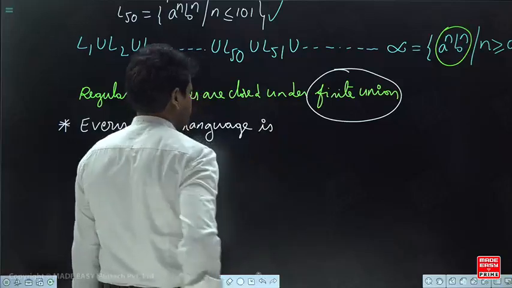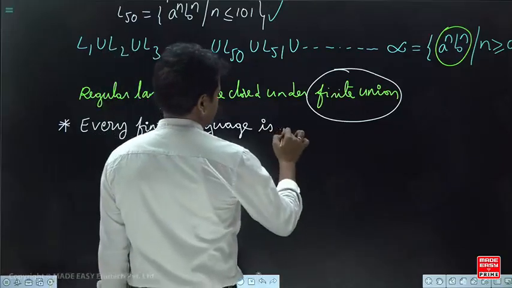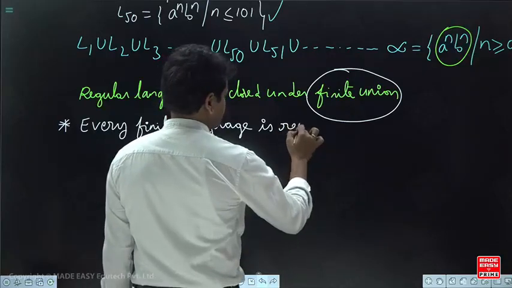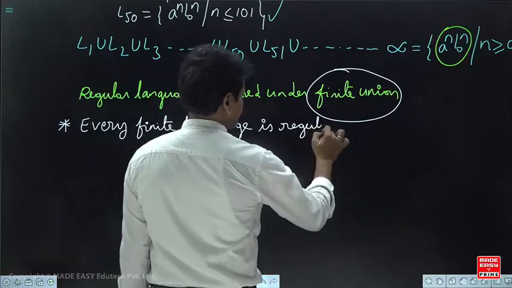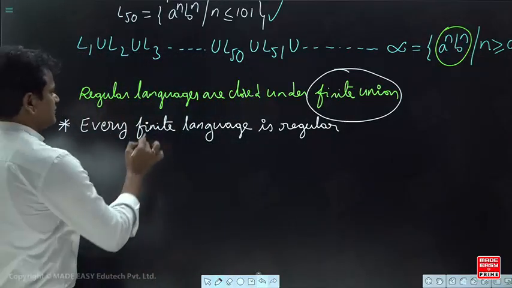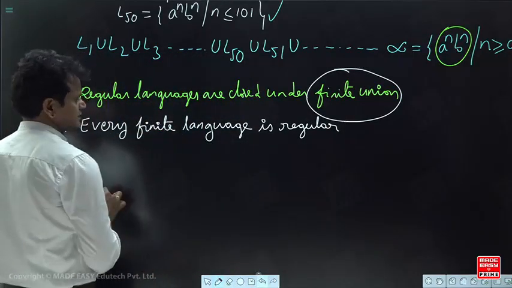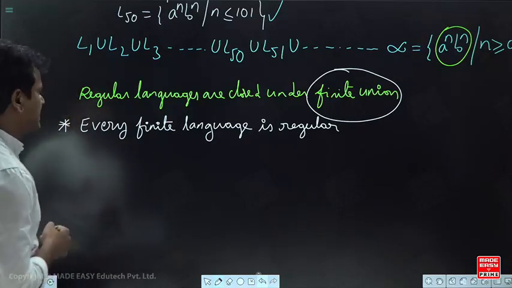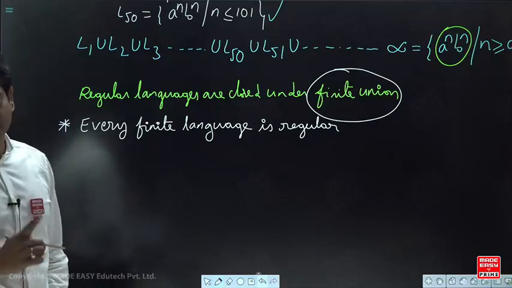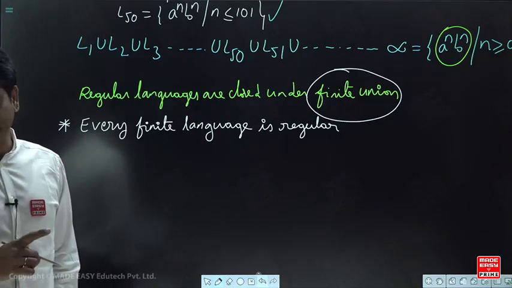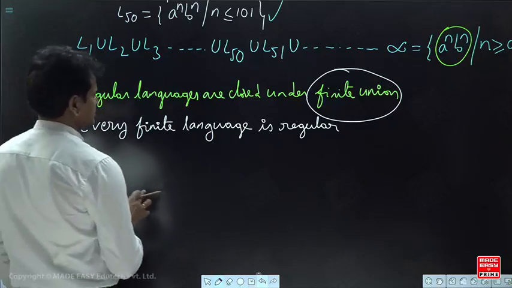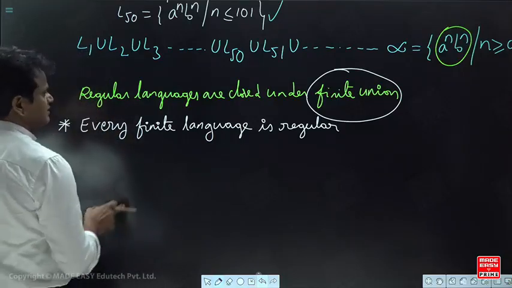What is the meaning of finite language? Already while deciding regular or not, at that time I told you every finite language is regular. The finite language means the language having a countable, finite number of strings. The language having a finite number of strings is a finite language. Every finite language is regular.